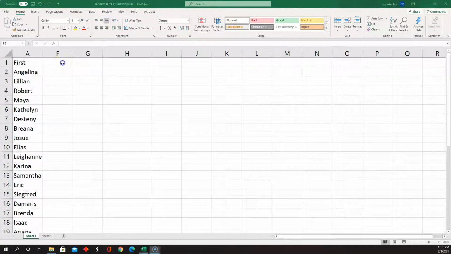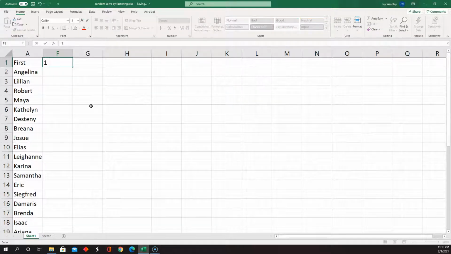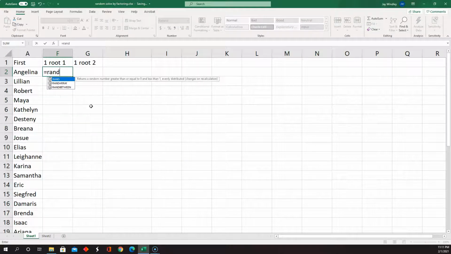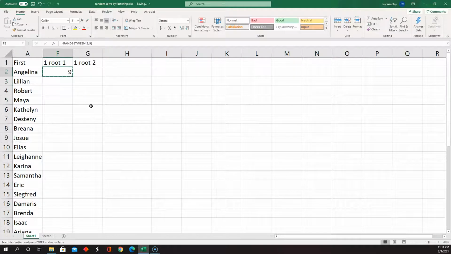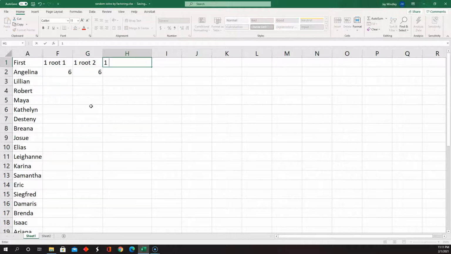And so we just finished reviewing solving a quadratic by factoring, so I want to create some random problems to give them on a test. So problem number 1, I'm going to call this root 1, and problem number 1 root 2. It's not really roots, as you'll see in a second, but all I'm going to do is pick a random number between 1 and 9. And I'm going to copy that and paste it there, pick another random number between 1 and 9.